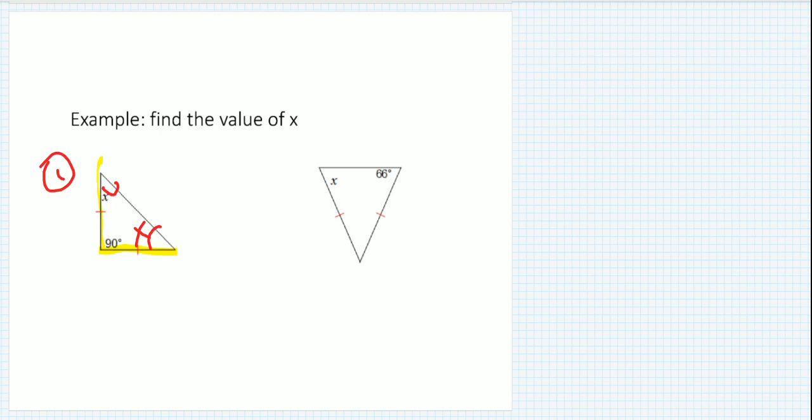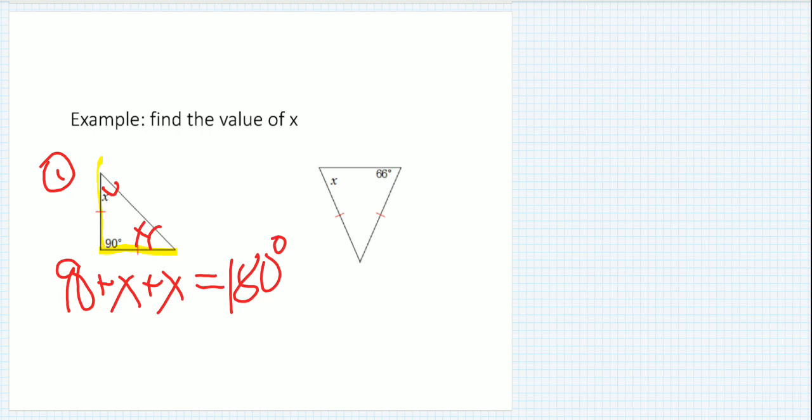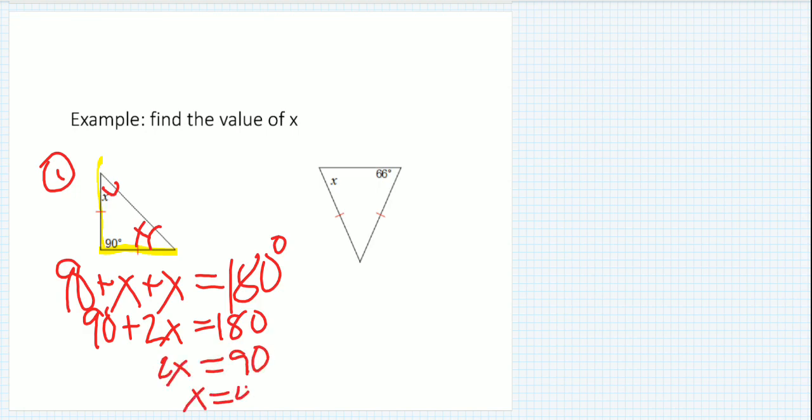You can do it a couple of different ways. You can set up your equation and solve, or you can use what you know, that a triangle's angles always add up to 180. Since we have all three angles, we can set up an equation: 90 plus x plus x, the three angles in the triangle, equals 180. Then 90 plus 2x equals 180. Subtract 90 on both sides, and then divide by 2. So x equals 45 degrees.